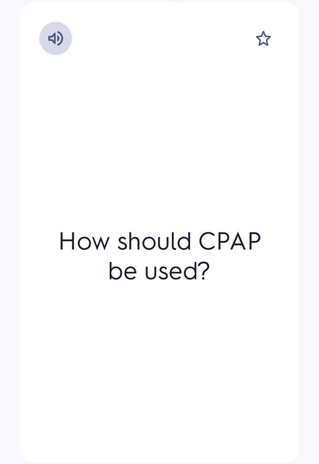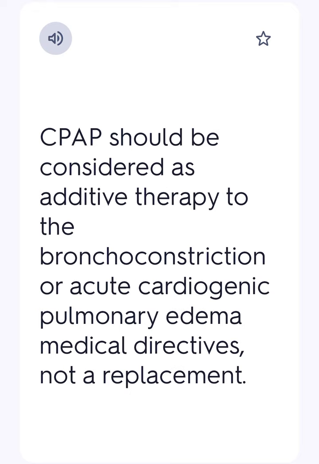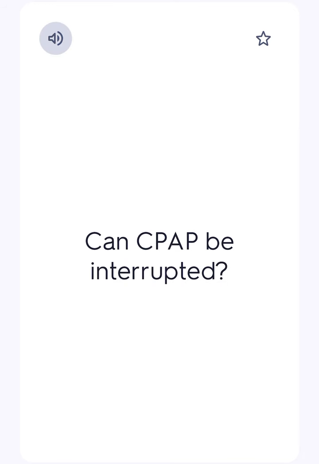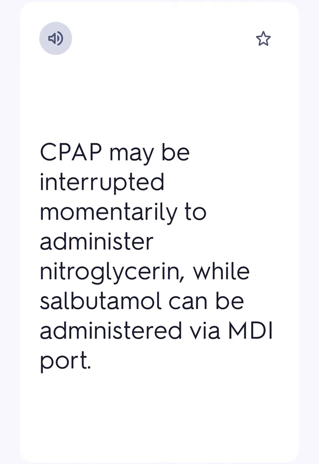How should CPAP be used? CPAP should be considered as additive therapy to the bronchoconstriction or acute cardiogenic pulmonary edema medical directives, not a replacement. Can CPAP be interrupted? CPAP may be interrupted momentarily to administer nitroglycerin, while salbutamol can be administered via MDI port.